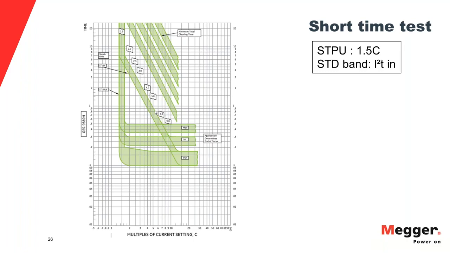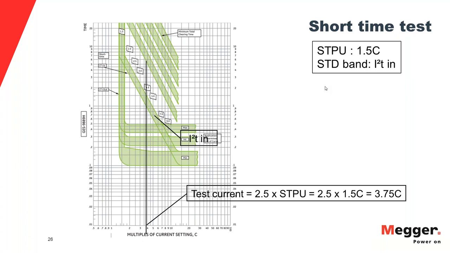So let's select the maximum time delay band in this case, that's I square T in. The pickup selected is 1.5 times C. You're going to be injecting a test current which is 2.5 times the pickup value. So 2.5 times the pickup value is 2.5 times 1.5 times C, which is 3.75 times C. So you will draw a vertical line intersecting the horizontal axis at 3.75 C here.